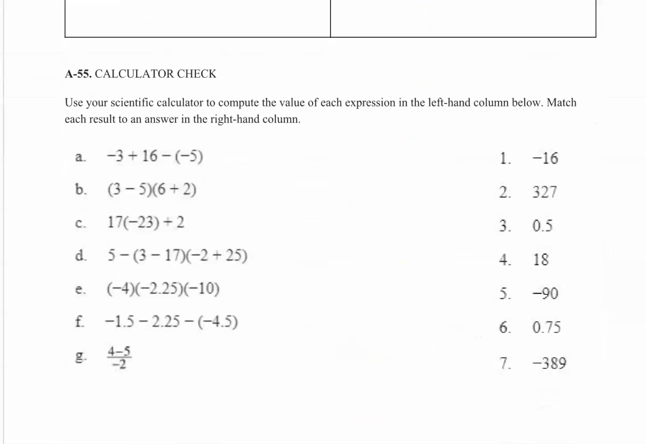55, calculator check. Use your scientific calculator. I'll do half of these. G, 4 minus 5 minus 2. Make sure you subtract on the top of the fraction first. 4 minus 5 is negative 1. And then go ahead and divide that by negative 2. Now negative divided by negative, that's a positive. So it's positive a half, or 0.5.